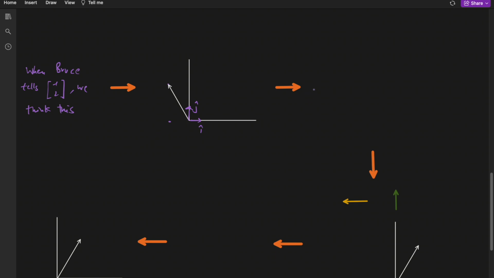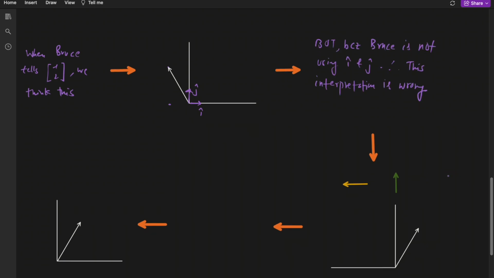But because Bruce is not following i hat and j hat, this interpretation is wrong. So we will ask Bruce what his basis vectors are. Okay, we know the basis vectors of Bruce's system. This is the first basis vector, e1 hat, and this is the second basis vector, e2 hat. So we already know this. Bruce already told us this.